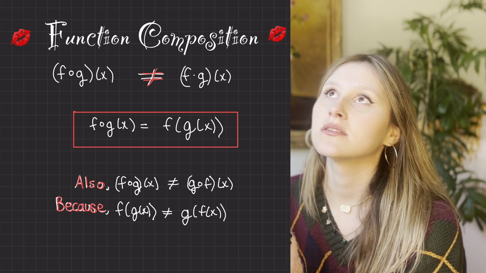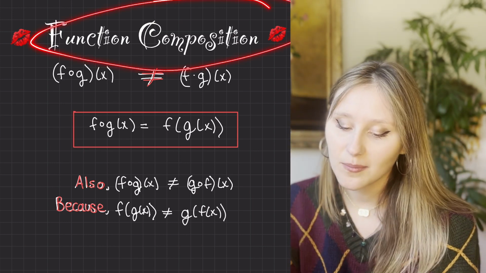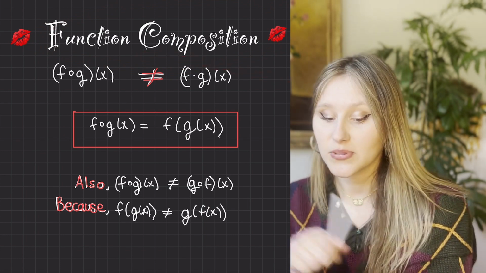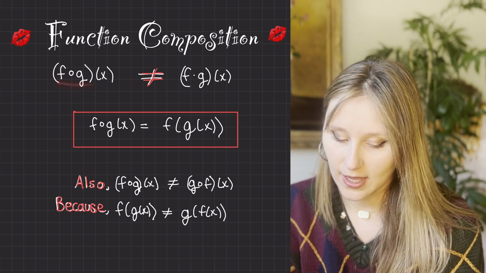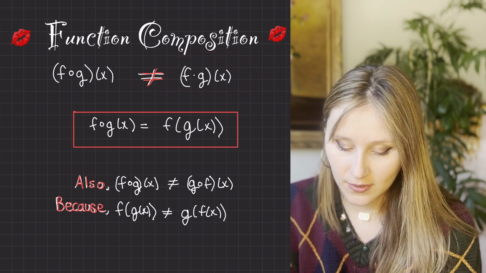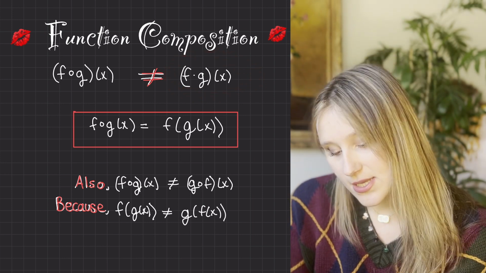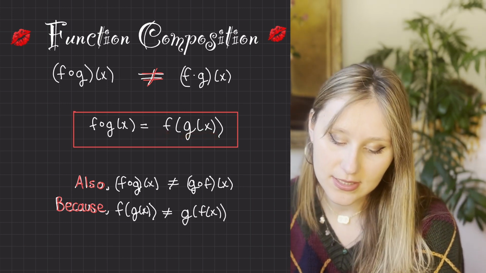Function operations are different than function composition. I guess composition could be an operation on the function, but right now we're talking about composition. So f dot g of x is not going to be the same as f times g of x. So what is f dot g of x? What is the composition? It is f of g of x. And if you don't understand that, I'll explain that in a second.